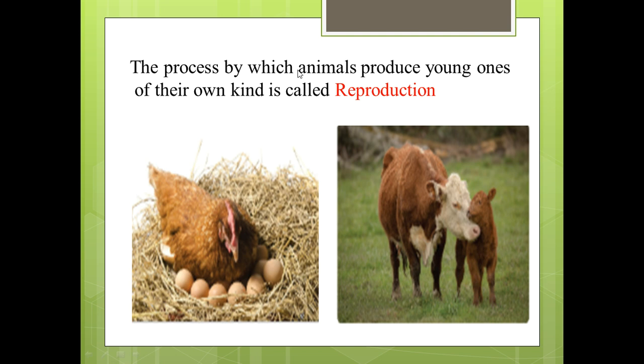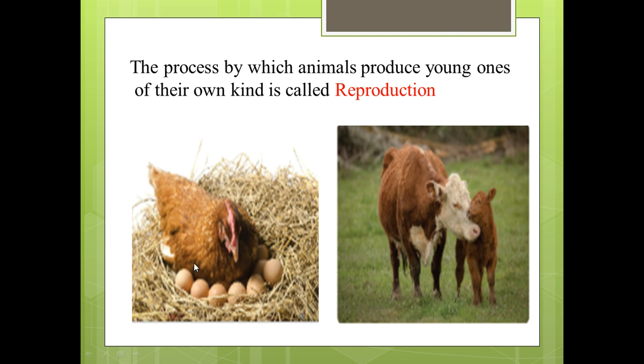The process by which animals reproduce young ones of their own kind is called reproduction. Children, repeat after me. The process by which animals produce young ones of their own kind is called reproduction. So animals reproduce either by laying eggs or by giving birth to the young ones.